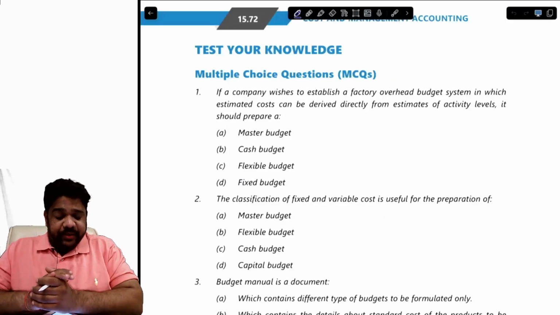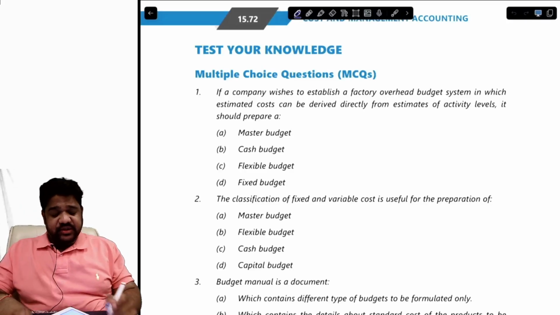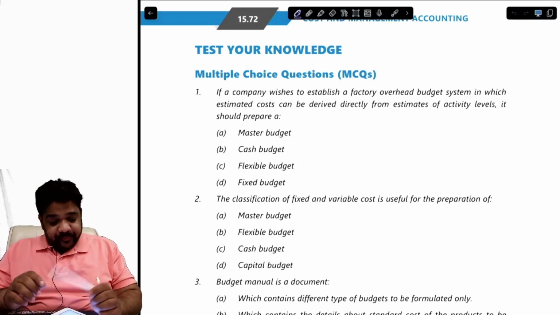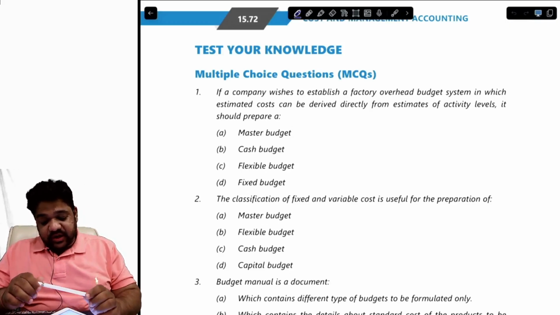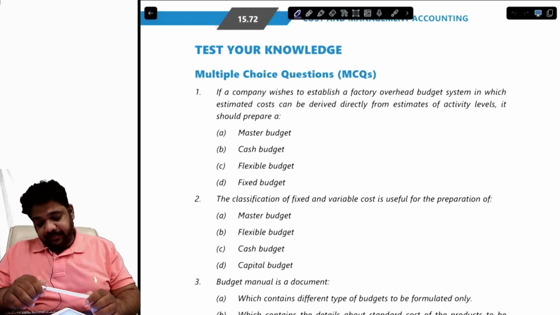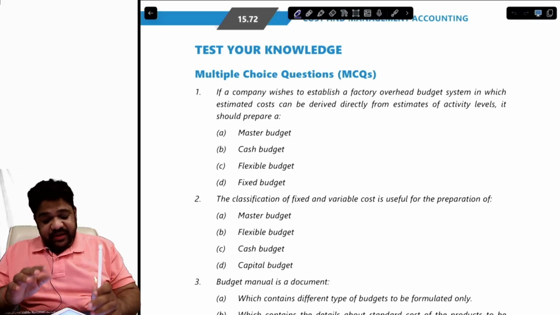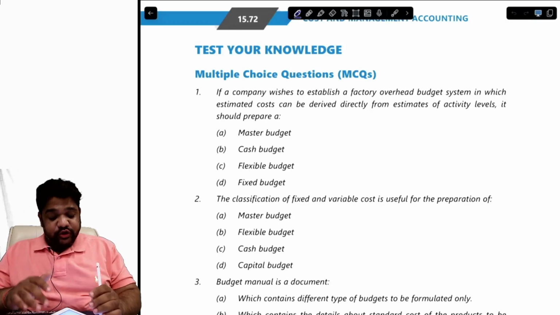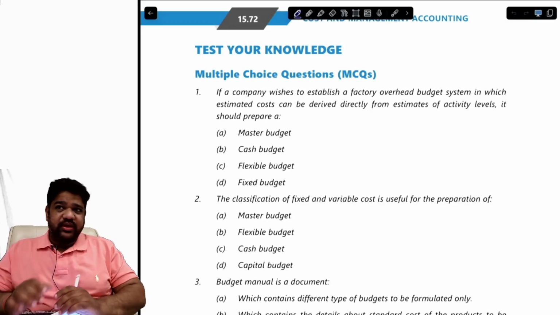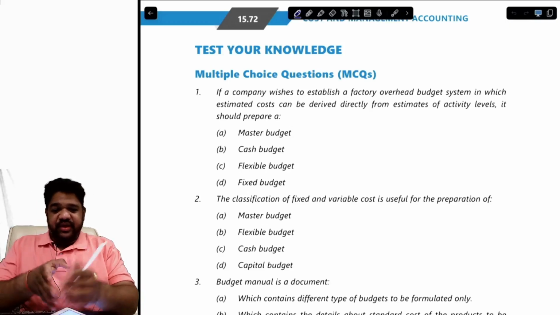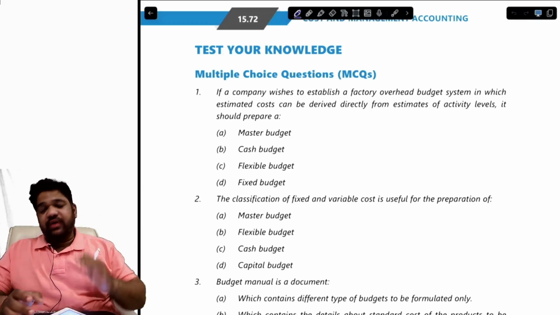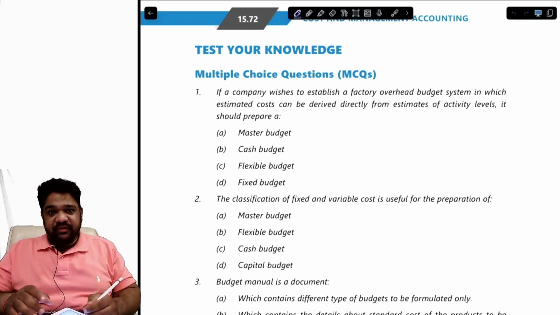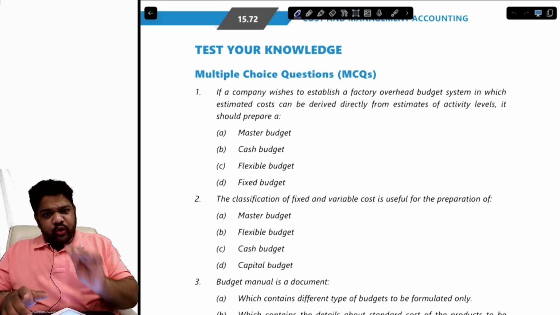Okay. So the next chapter that we are doing is budgets. So let's start. It says the first MCQ. If a company wishes to establish a factory overhead budget system in which estimated costs can be derived directly from the estimates of activity level, it should prepare what? Now try and understand what they're saying. They want to make a budget where with one activity they can derive the value of other activities. So you have one activity and then you are making the budget for other activity levels. What do you do? Where do you do this?